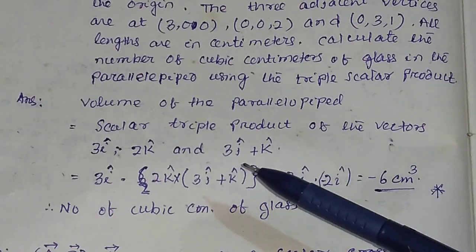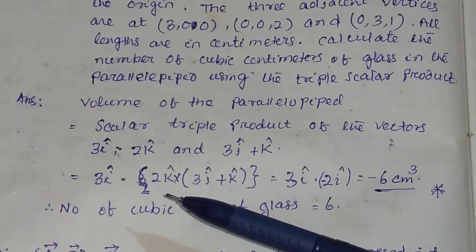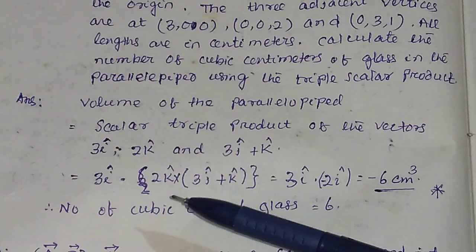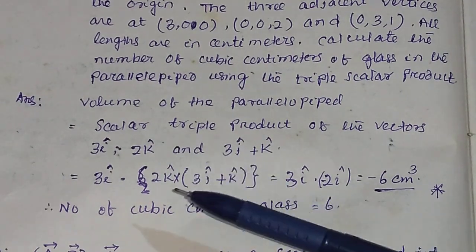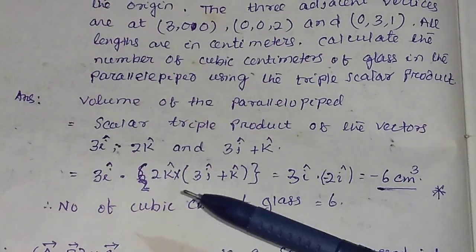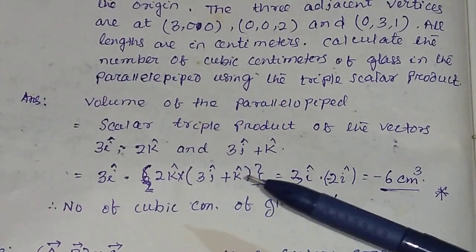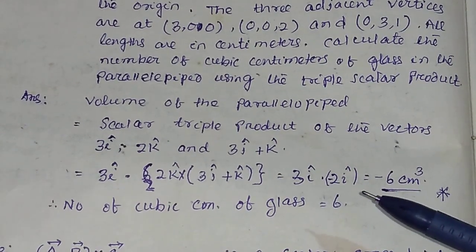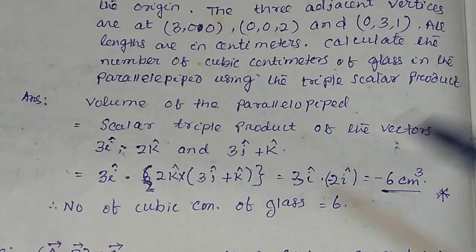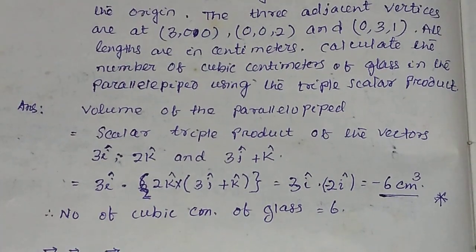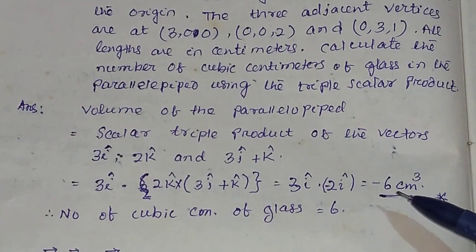The volume of the parallelepiped will be equal to the scalar triple product, that is A dot B cross C. So B cross C will be equal to this much, and if you take the dot product of A with B cross C, then this will be equal to minus 6 centimeter cube. So the number of cubic centimeters of glass will be equal to 6, because here you see the scalar triple product is negative.